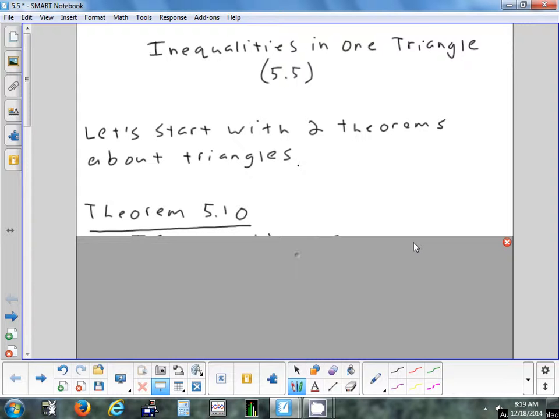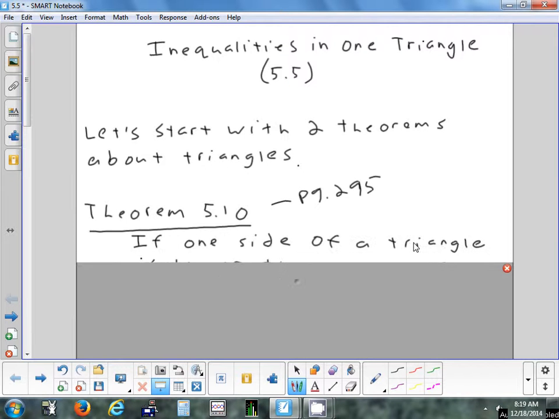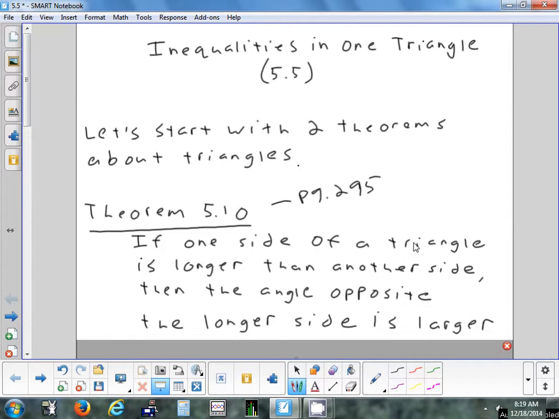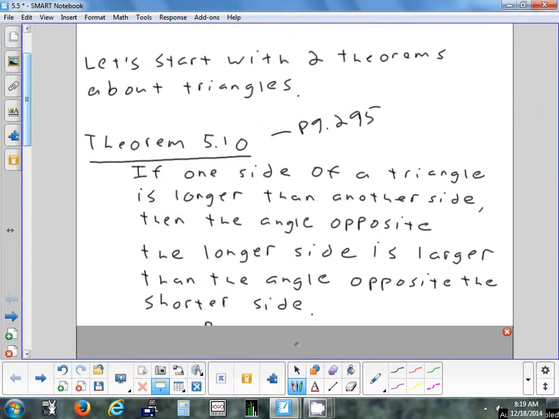Theorem 5.10. It's page 295. So if you don't want to copy the whole thing now, that's where it is. It's a pretty straightforward idea. It says that if one side of a triangle is longer than another side, then the angle that's across from the longer side is larger than the angle across from the shorter side.